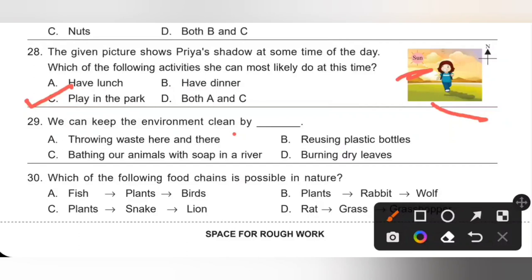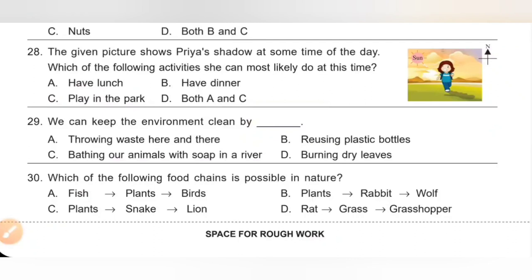29. We can keep the environment clean by option A, throwing waste here and there. No. B, reusing plastic bottles. Yes. C, bathing our animals with soap in a river. No. D, burning dry leaves. No. So option B is the correct answer. We can keep the environment clean by reusing plastic bottles.